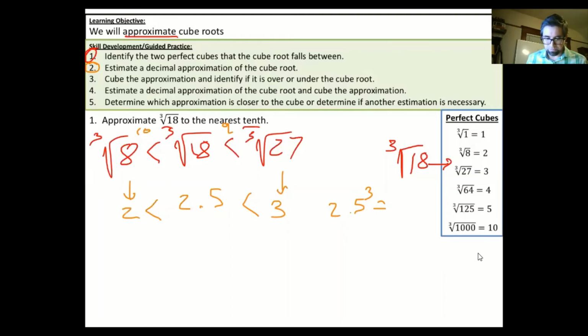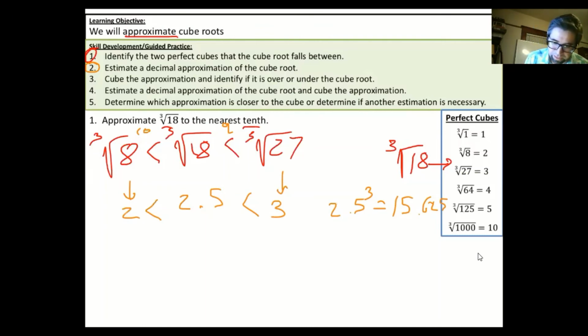Now, to begin with, I'm going to do 2.5. And if you have a smartphone like an iPhone, you can actually find the cube button, which would be x cubed, x to the third power, and it'll do it very quickly for me. And I get that 2.5 cubed is 15.625. Okay, well, 15.625 is actually a little bit under 18. So my guess was not very close. So I have to guess again.